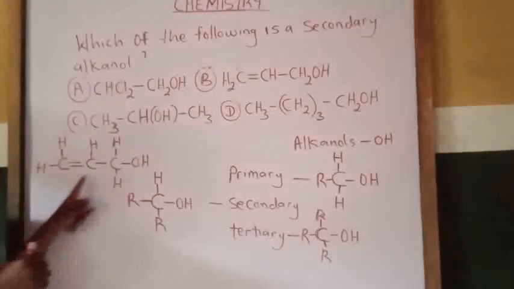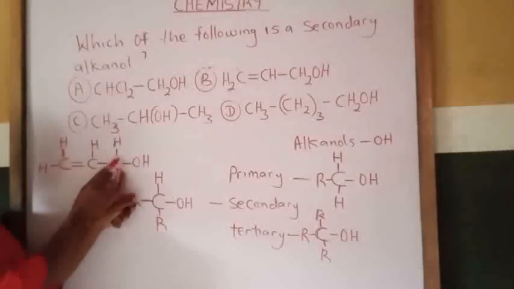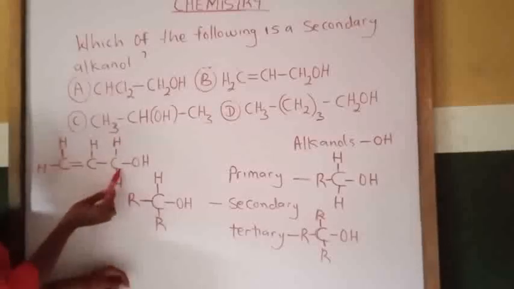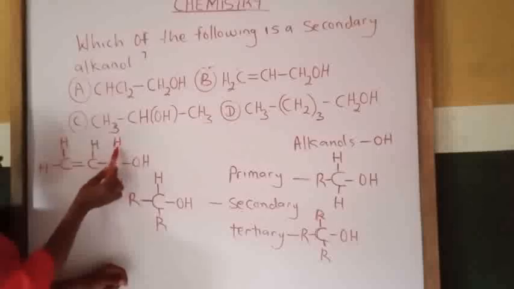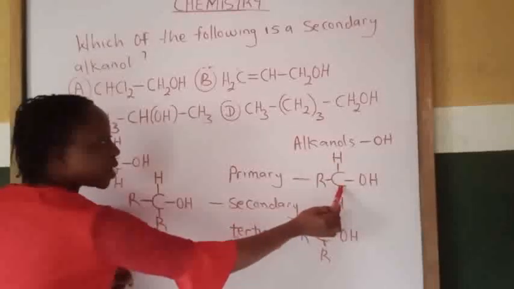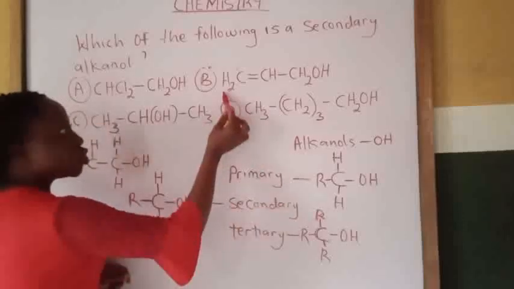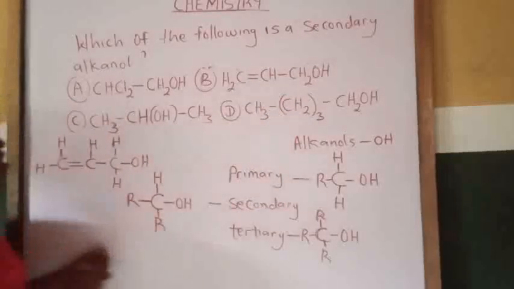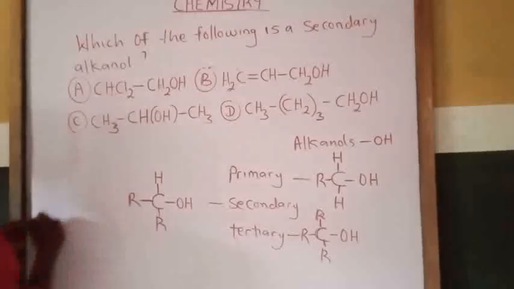Our attention should be focused on this carbon atom because our functional group is attached to it. How many hydrogen atoms do we have on this carbon atom? That is 2. When you have 2 hydrogen atoms on the carbon atom that holds your functional group, you call it a primary alkanol. So this is a primary alkanol, not a secondary alkanol. Let's move to option C.